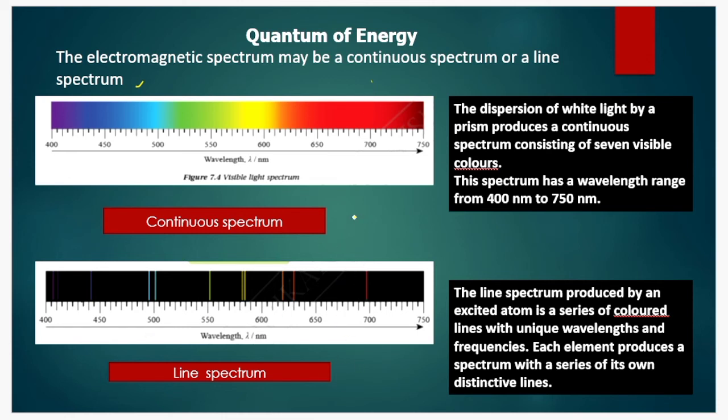The line spectrum produced by an excited atom is a series of colored lines with unique wavelengths and frequencies. Each element produces a spectrum with a series of its own distinctive lines. So you can see each line has its unique value of wavelength and frequency. Thus, this line spectrum can be used to identify elements.